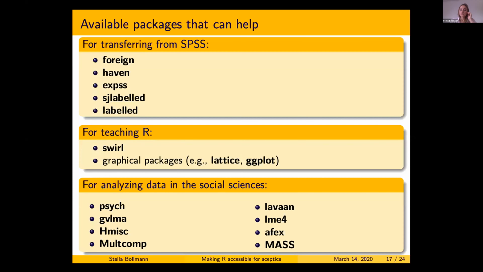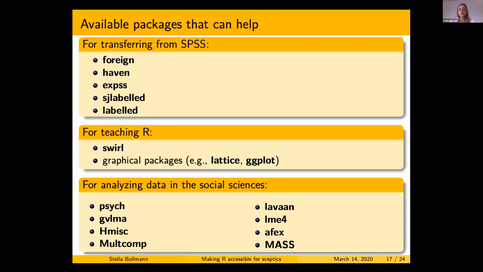So what can help you to teach people R? There are a lot of available packages that weren't out there when I started using R, and most of them make it much easier to understand. For example, for transferring from SPSS, back then we only had the foreign package. Now there's also haven, and a lot of packages to help get along with these value labels. I'm going to talk about that in a second. Then there are a lot for teaching R. I gave you 2 examples with Swirl, which helps you to learn R, and the graphical packages. I think it's very important to use them as well, just to make things more understandable and more graphical, which is always easier to learn.